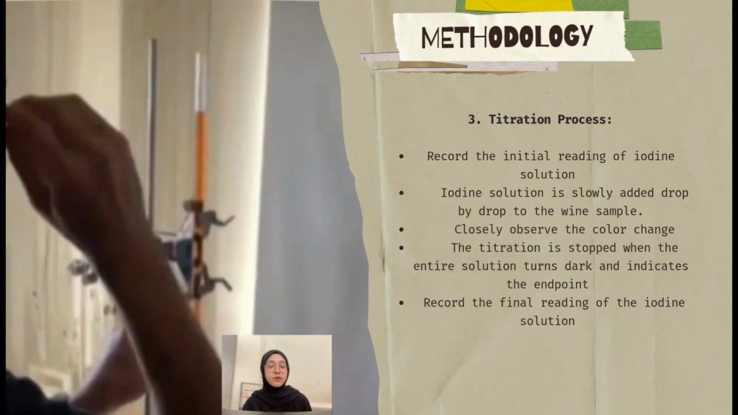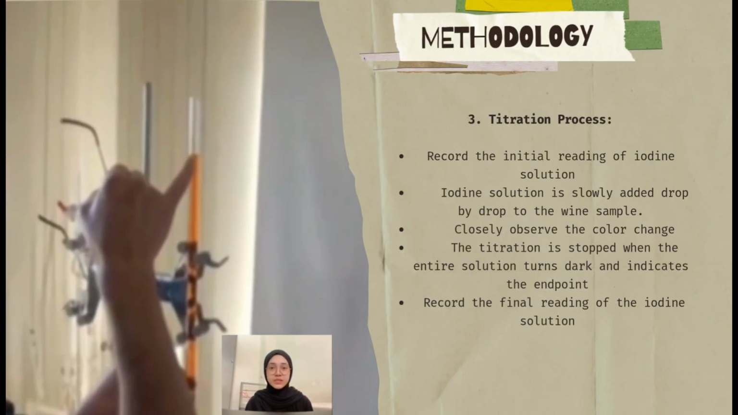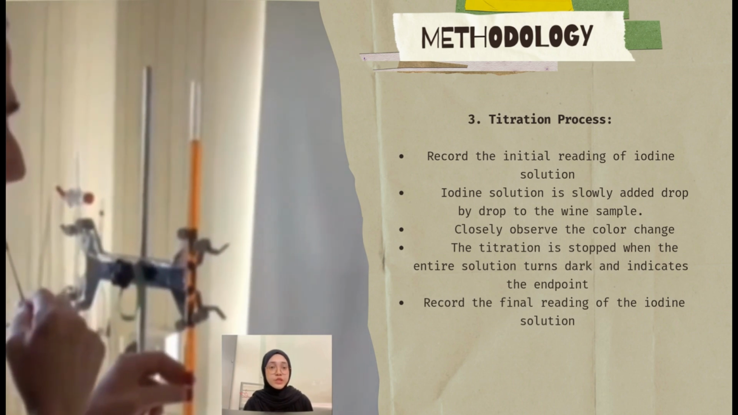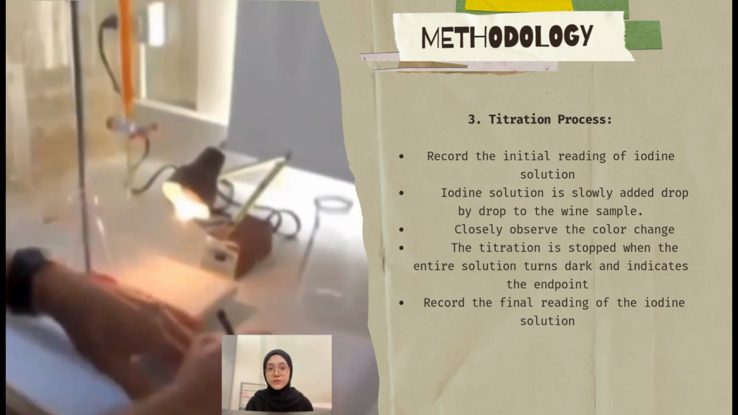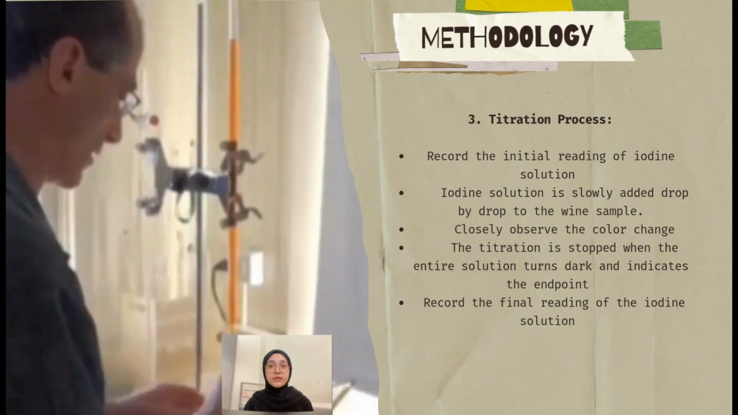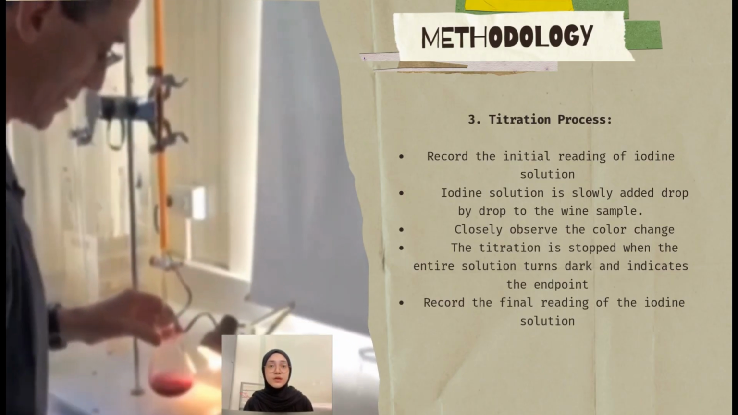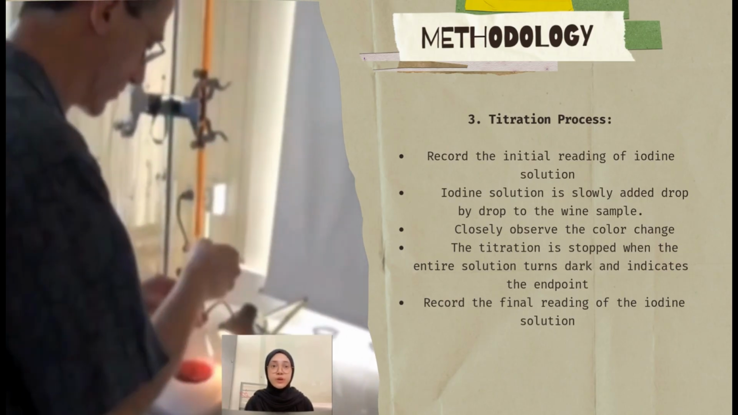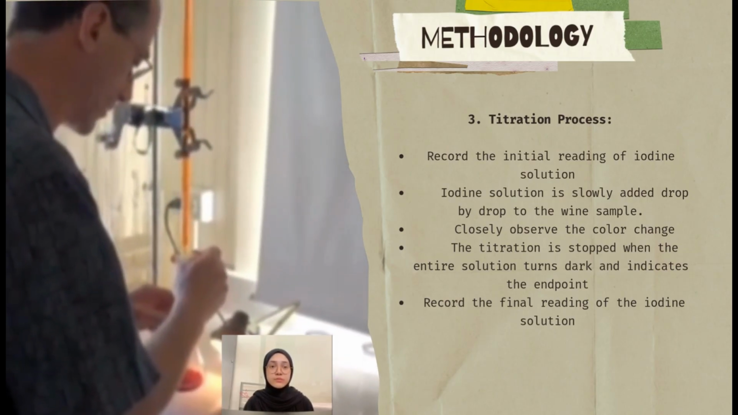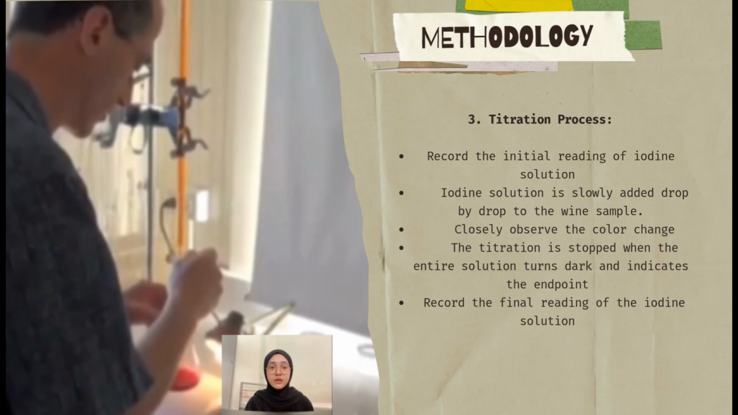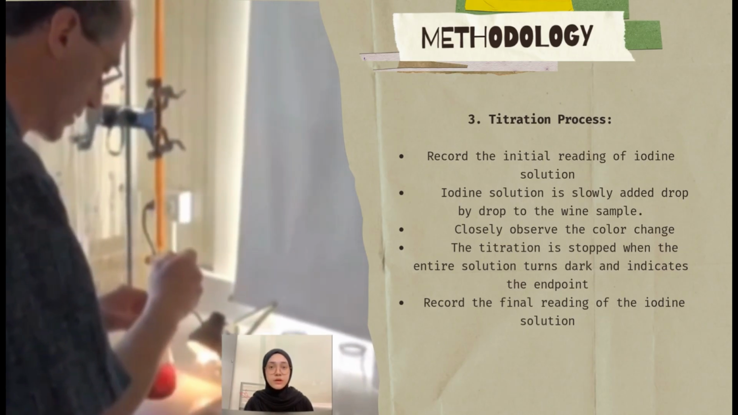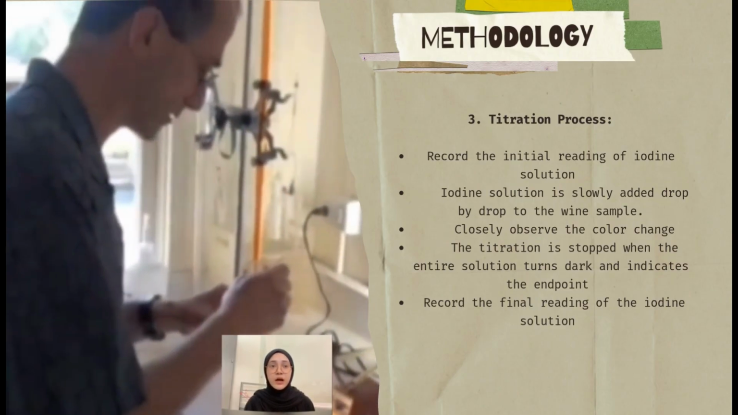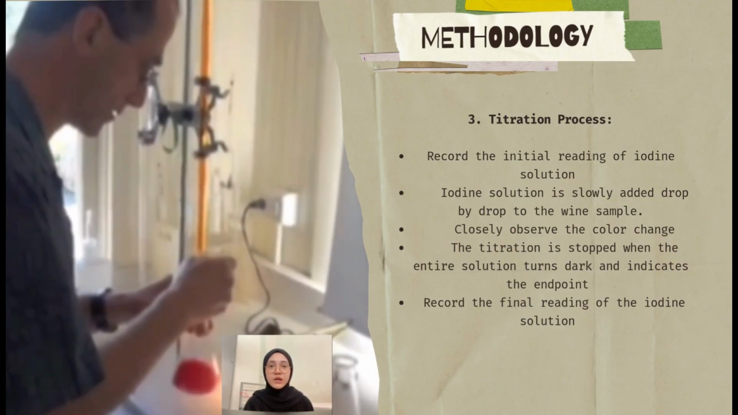The last part of the methodology is the titration process. Firstly, record the initial reading of the iodine solution. Make sure the meniscus is at your eye level. And then, slowly add the iodine solution drop by drop into the prepared wine sample, as you can see in the video. Next, closely observe the color change. Specifically, the solution will turn dark as the iodine reacts with it.